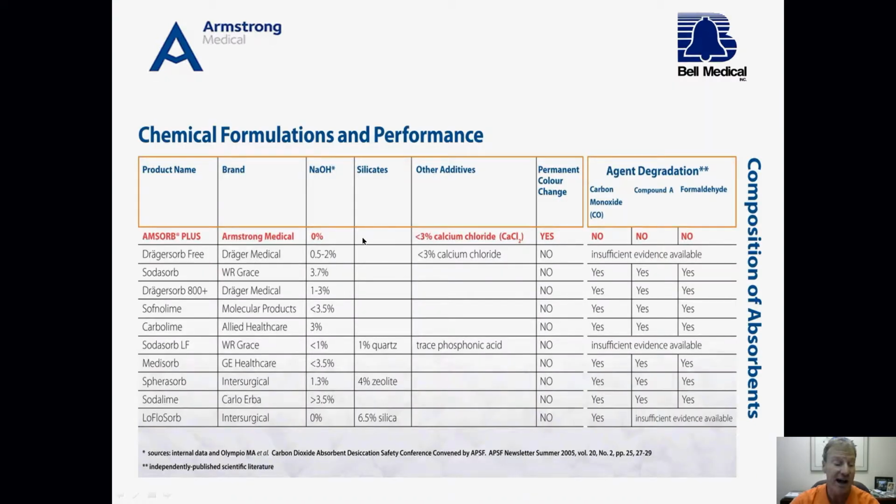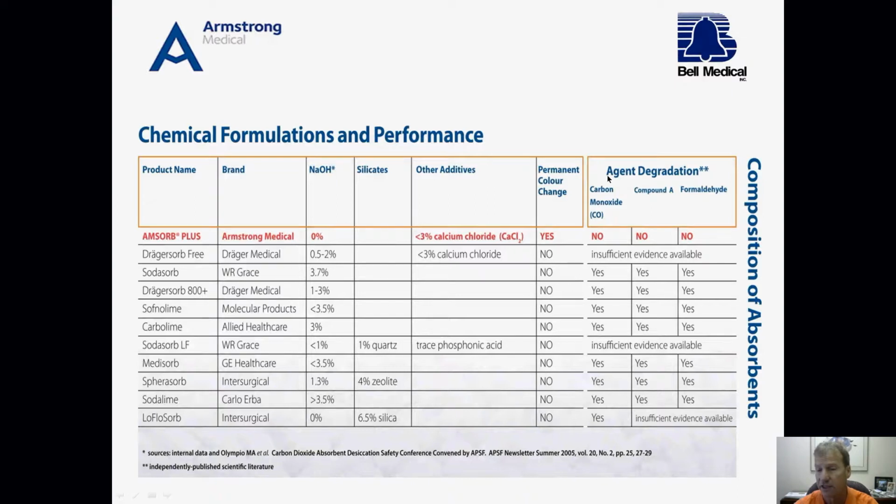This is a page out of the Amsorb Plus literature or manual, if you will, and it's one of the key pages you should always show someone. It shows Amsorb Plus, made by Armstrong Medical, contains 0% sodium hydroxide, has no other additives. It has less than 3% calcium hydroxide. That's our triggering agent.